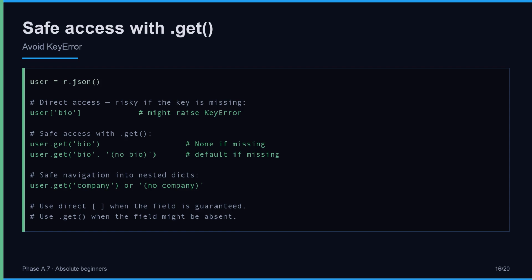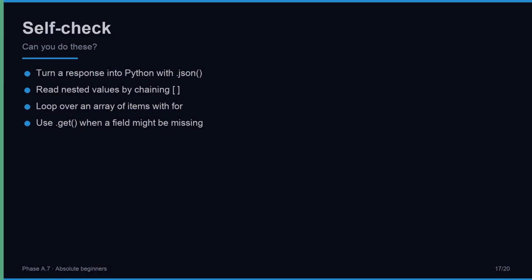For nested access, you can chain .get calls or use the or trick to fill in defaults. The rule of thumb: use direct square brackets when the API guarantees the field is present, like login on a user profile, and use .get when the field is optional, like bio or company. Safe access keeps your script running even when the data is incomplete. Get with a default.